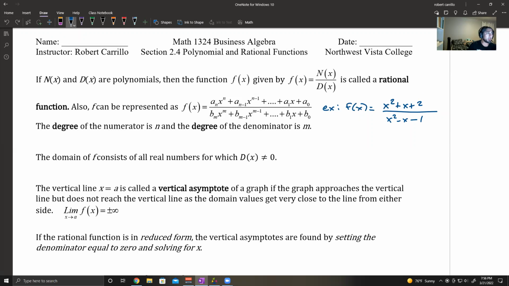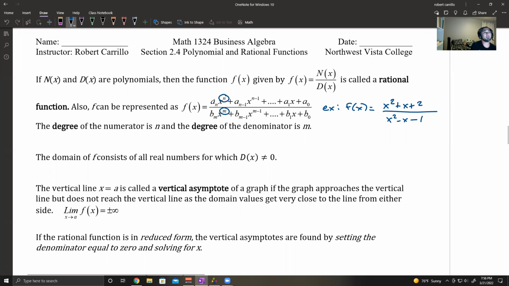Okay. The degree of the numerator is known as n, as you see here, and the degree of the denominator will be known as m. So the degree of the numerator is n, and the degree of the denominator is m. And the domain of a rational function consists of all real numbers except for the ones that make the denominator zero.